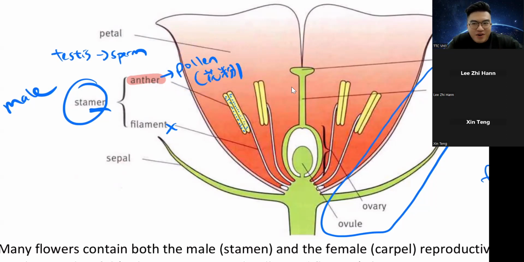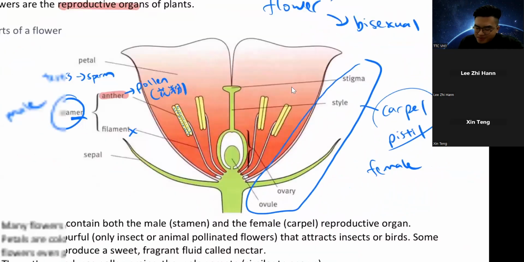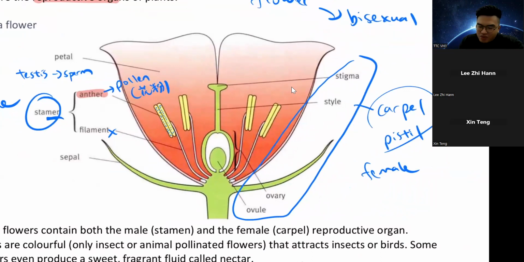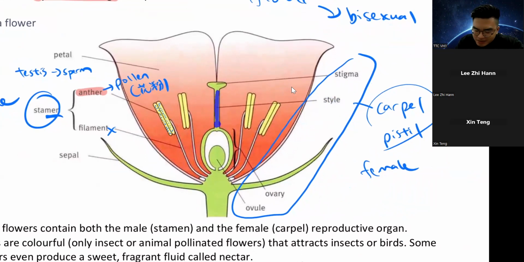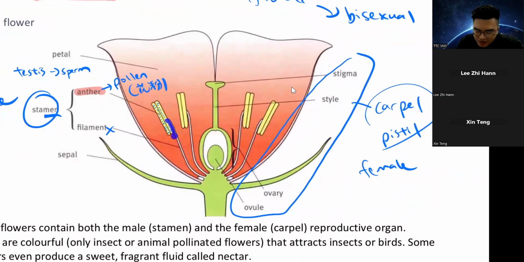Okay, guys, this is very important. That's the anther. Okay, female one, this is more complicated. Let me talk about the not important thing first. Style is not important. Why? Because style is the stick to support, just like the filament. Style and filament have the same function, which is to hold this thing up. No function, it's just for support, like a frame holding it up.